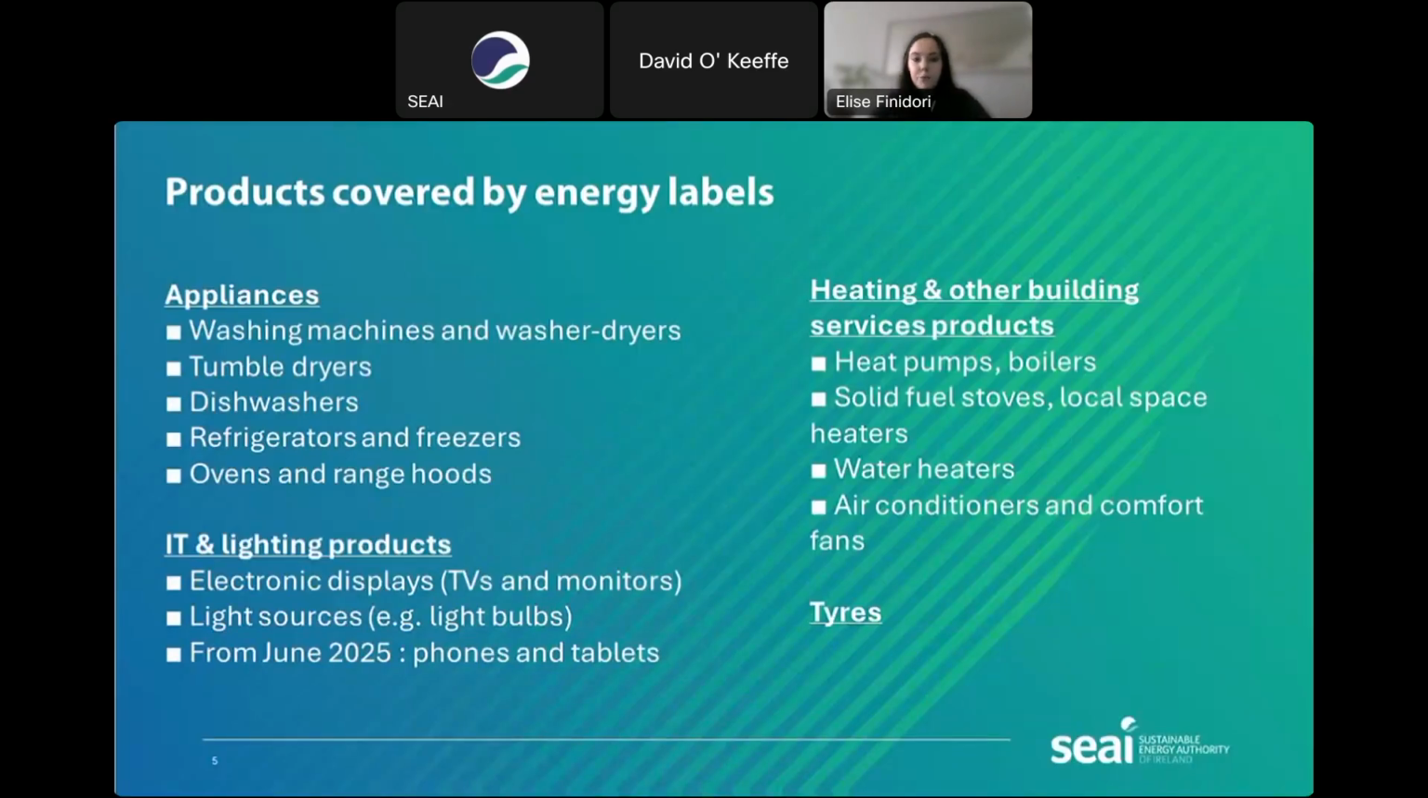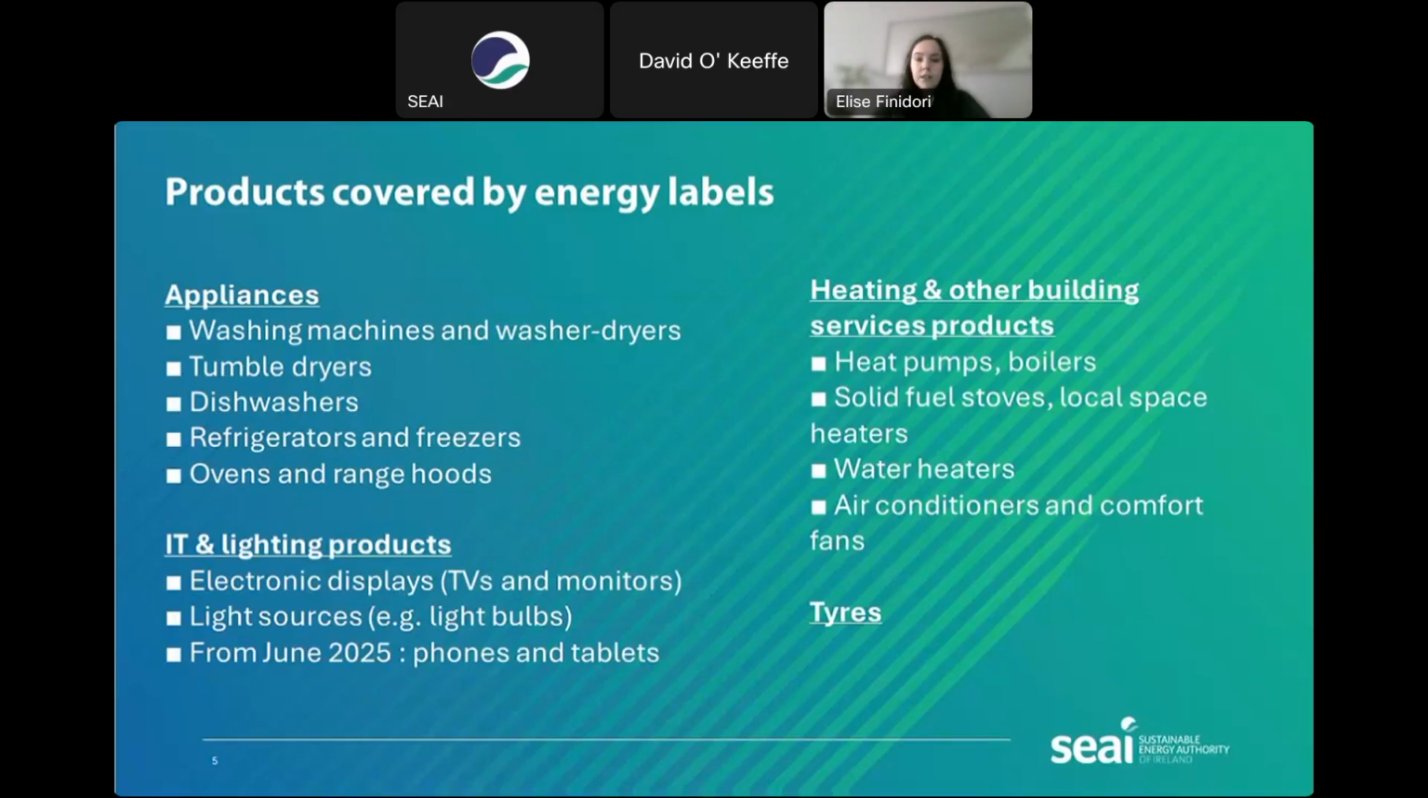Now looking at the different products that are covered by the energy label. As you can see from this list, it's quite a wide range of products across different product types. First, and you must have seen this when you go into stores, there are energy labels on most appliances: laundry-related appliances, washing machines, washer dryers, and tumble dryers, but also products that you would find in your kitchen, such as fridge freezers, dishwashers, ovens, and range hoods.